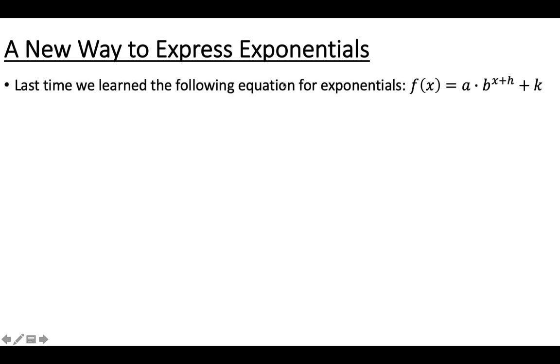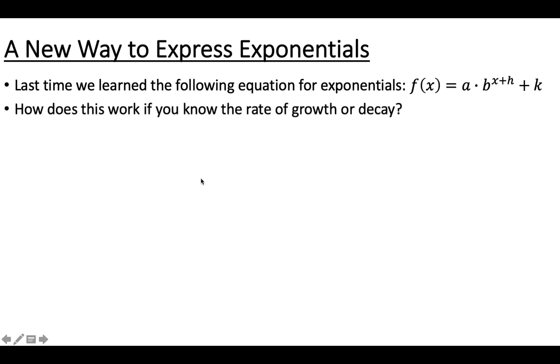Okay, so we have a new way to express exponentials. First thing I want to do is, this is what we talked about last time. f of x equals A times B with the exponent x plus h, and then at the end plus k. So how does this work if you know the rate of growth or decay? What do I mean by that? You know the rate of growth or decay.